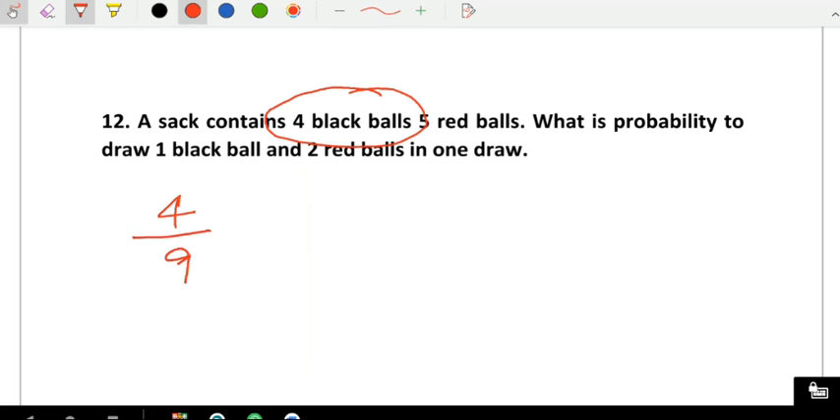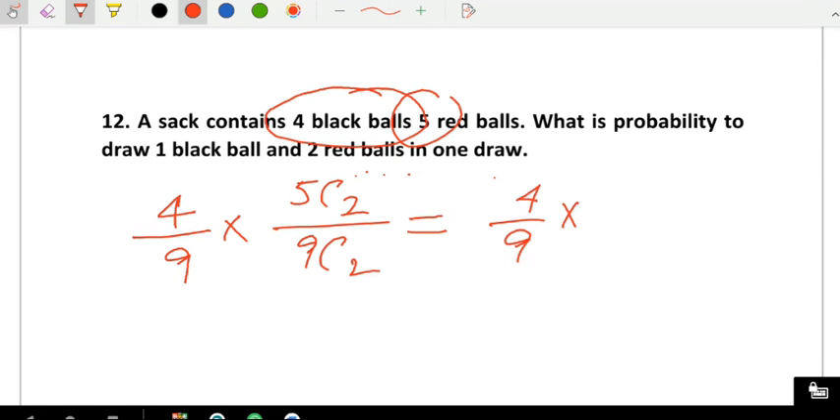Okay, now 2 red balls out of 5. What is the probability to draw 1 black ball and 2 red balls in one draw? Now out of 5 you have to draw 2. That means you can use 5C2, and divide by 9C2. This combination formula I am using. So 5C2 divided by 9C2, because the total number of balls is 9 here. And when you are drawing one ball, this formula is not required, because directly you can take 4 by 9. Now you can multiply.